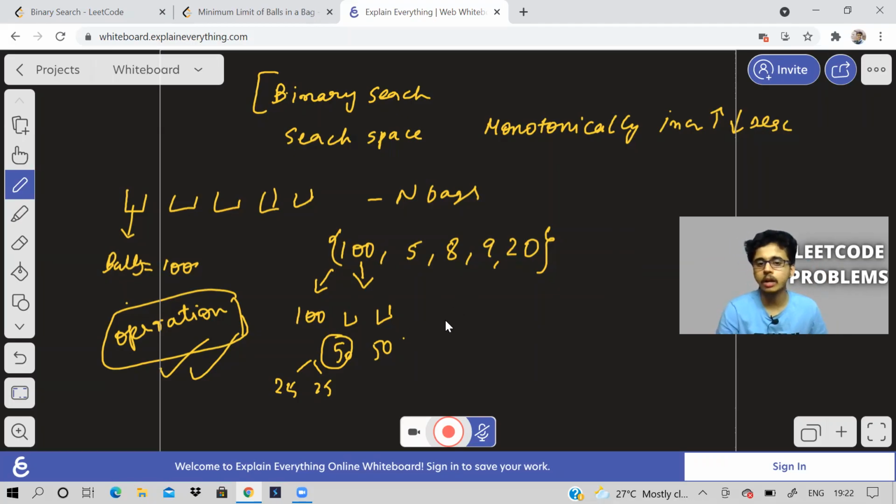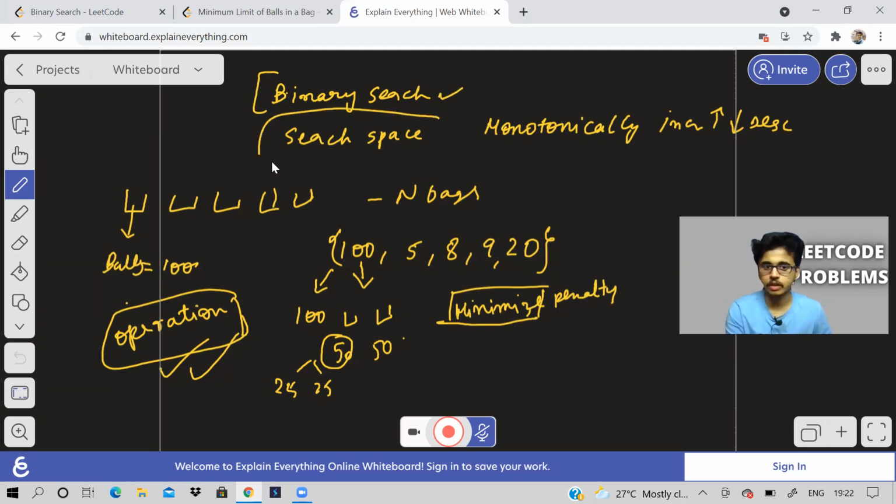So what do you want? What is the ultimate goal? The ultimate goal is to minimize the penalty. So somewhere we got "minimize", so we can think about using binary search. Somewhere we got that idea, right? How to think about binary search? First of all, we need to know what the search space is. What are we searching for here? Here we are searching for penalty. The answer is penalty. So we are searching for the minimum penalty.